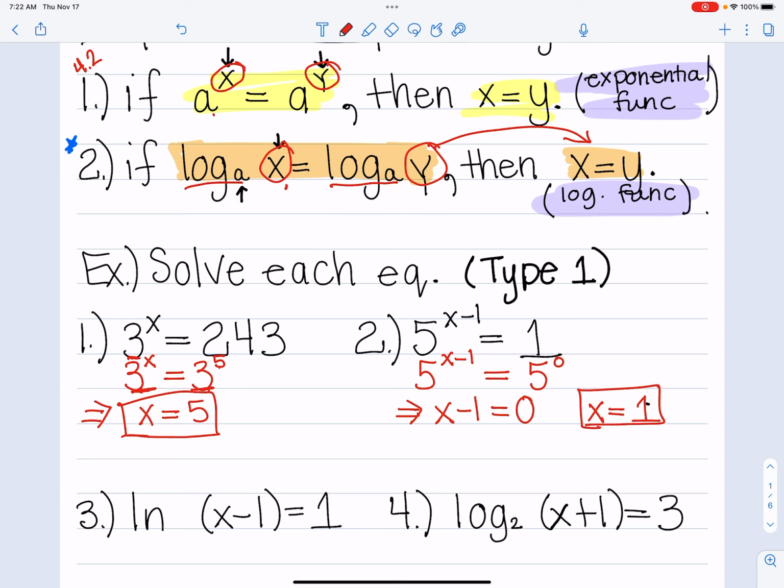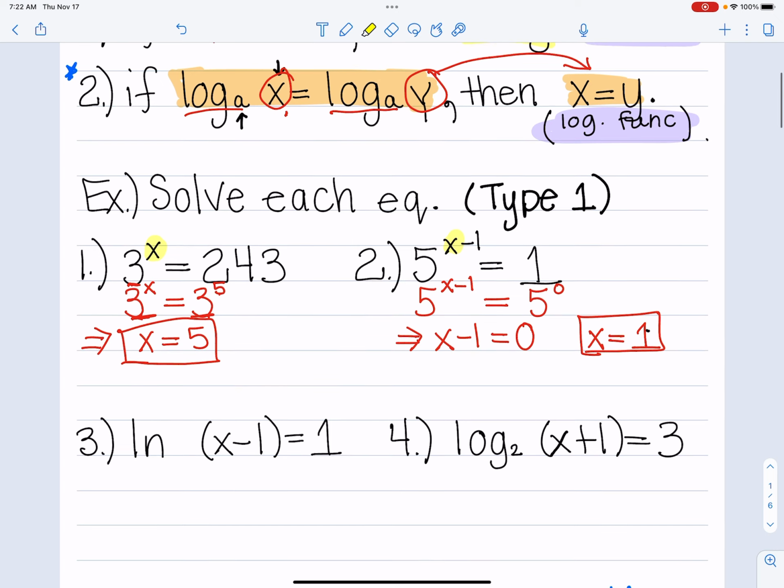Now, look at where your x is. Your x is here and your x is here. That's in the position of an exponent, so it could be negative or positive. That is exponential. The first two are type 1 exponential.